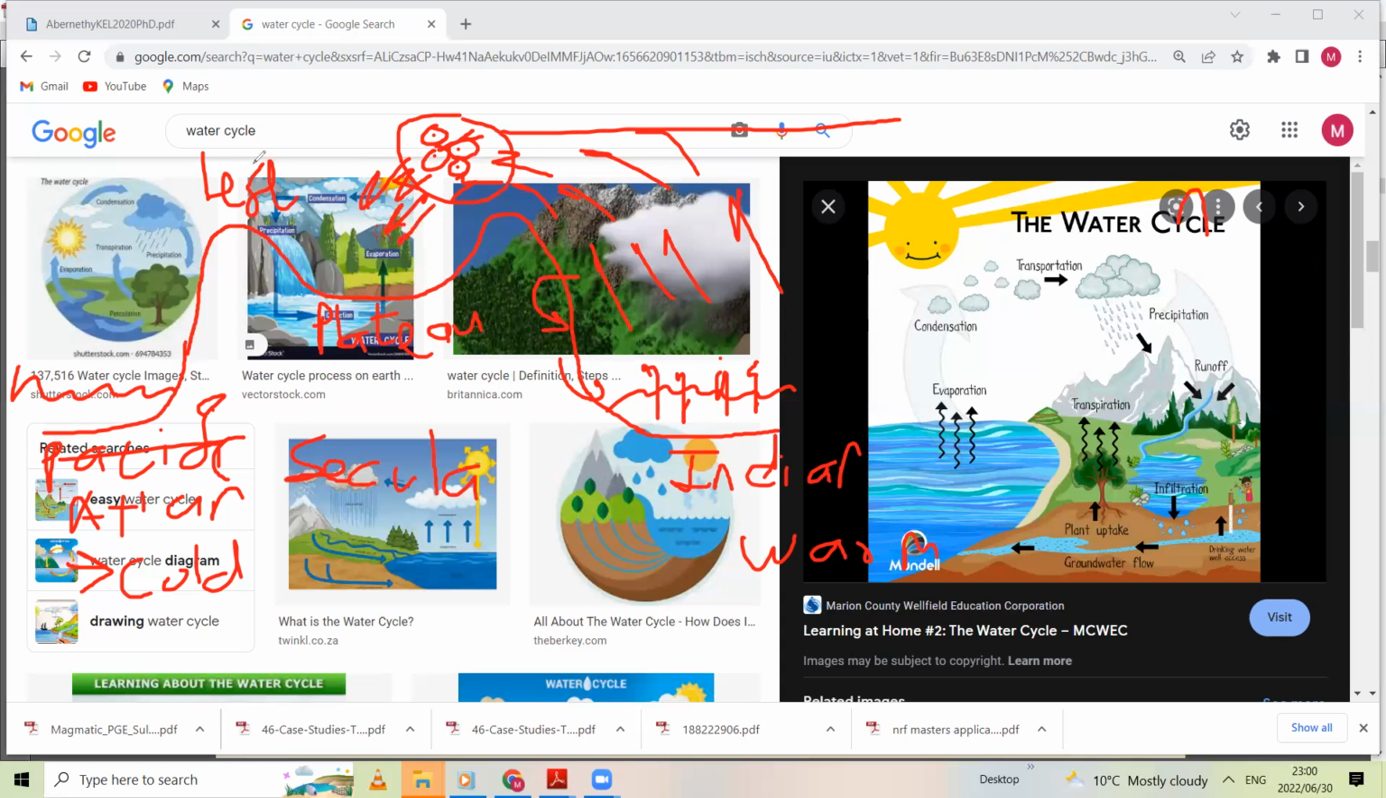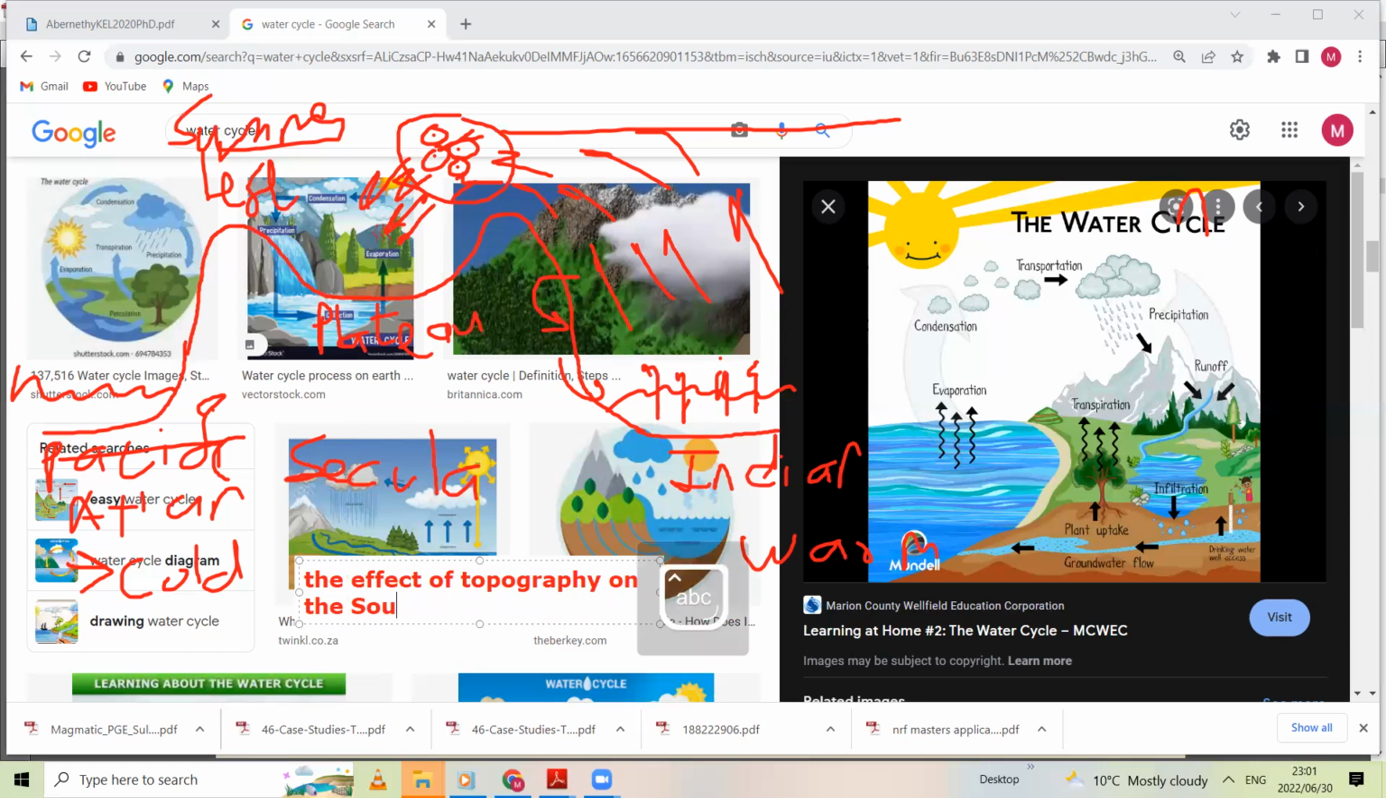So that's why South Africa in summer receives a sufficient amount of rainfall. Why? Because the inversion layer went a little bit higher above the escarpment. So, to sum up, this is the effect of topography on the South African rainfall.